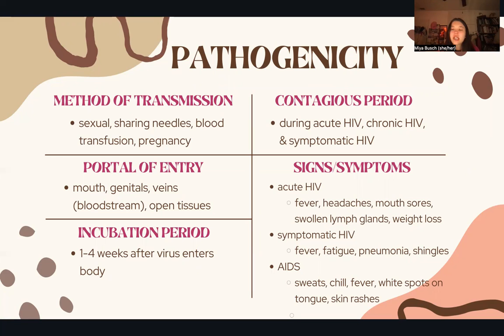And then the signs and symptoms of HIV. So during acute HIV, most individuals experience fevers, headaches, mouth sores, swollen lymph glands, weight loss. And during symptomatic HIV, this could be fever, fatigue, pneumonia, shingles. And then with AIDS, usually they experience sweats, chills, fevers, white spots on the tongue, and skin rashes.